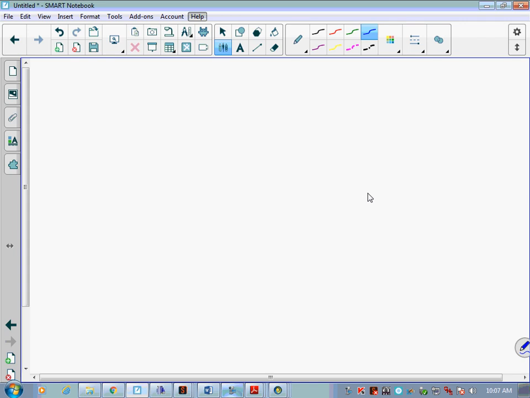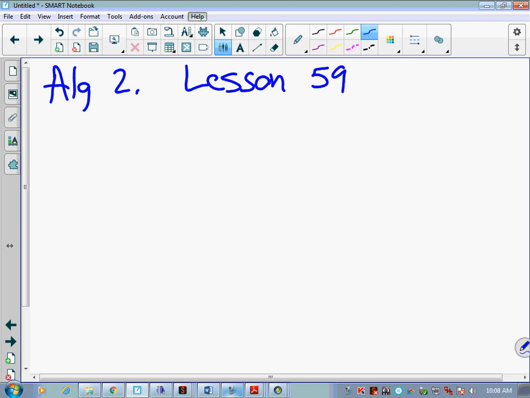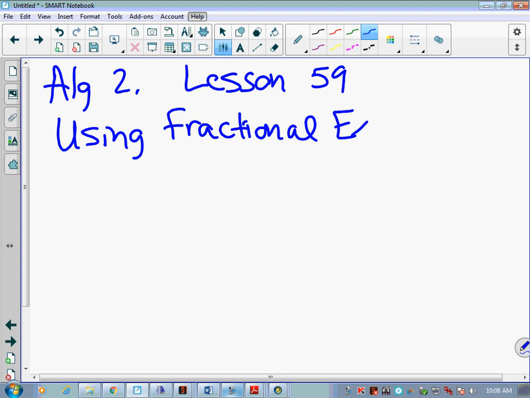What we are looking at today in your book is lesson 59. It is entitled Using Fractional Exponents. If you're looking in your book, if you're on the same page as me, that's page 420. It starts off with the first paragraph.